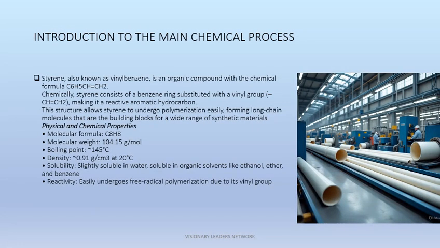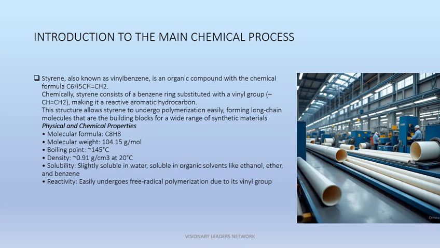Introduction to the main chemical process. Styrene, also known as vinylbenzene, is an organic compound with the chemical formula C8H8. Chemically, styrene consists of a benzene ring substituted with a vinyl group, making it a reactive aromatic hydrocarbon. This structure allows styrene to undergo polymerization easily, forming long-chain molecules that are the building blocks for a wide range of synthetic materials. The reaction takes place in a reactor vessel under controlled conditions to optimize yield and minimize byproducts.